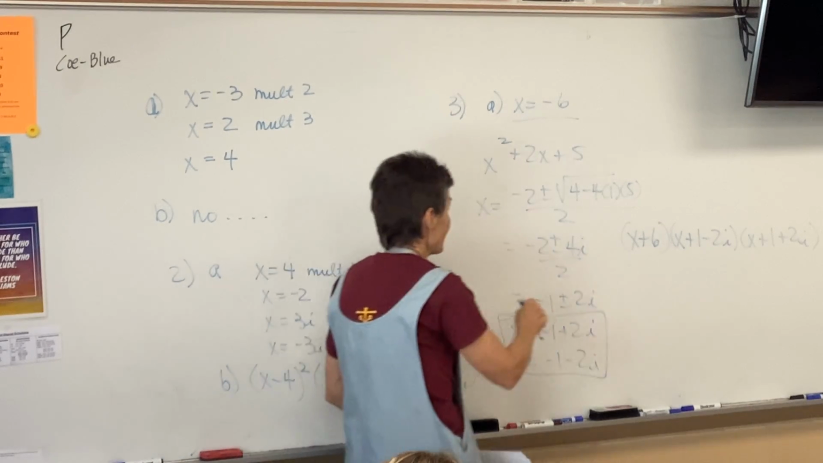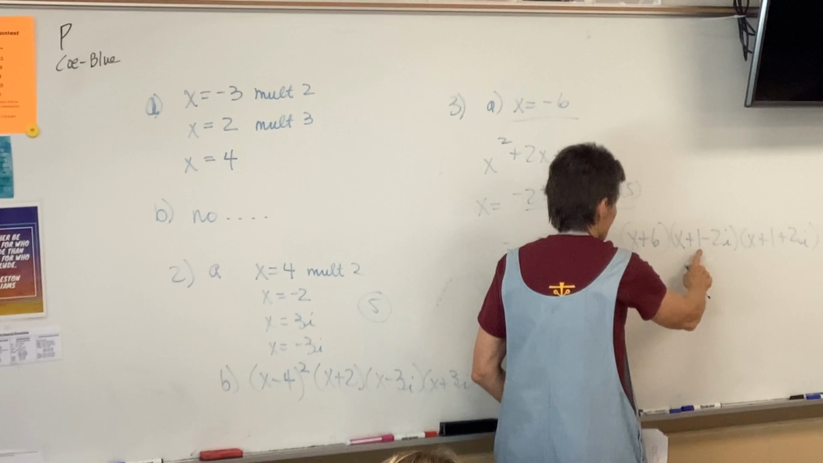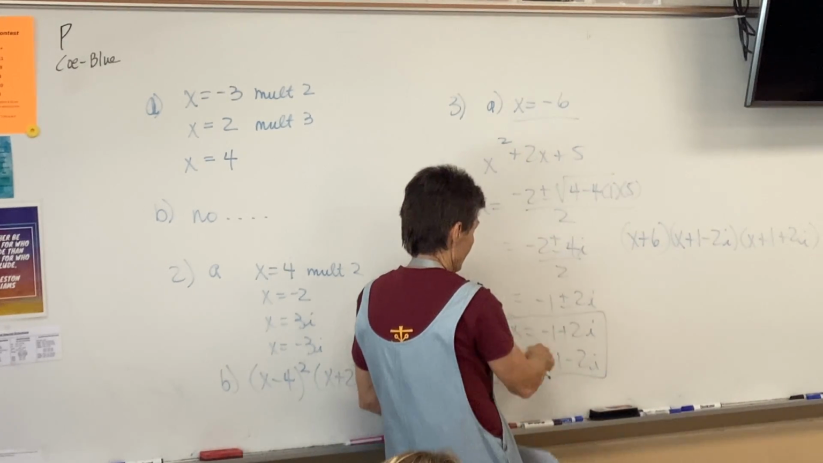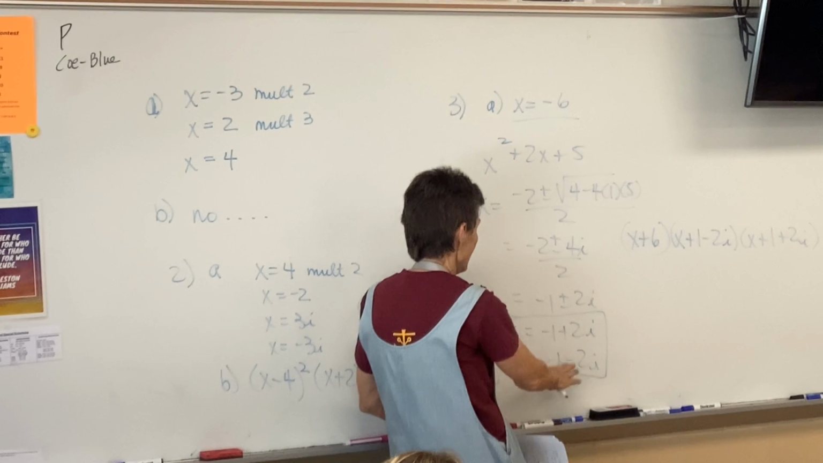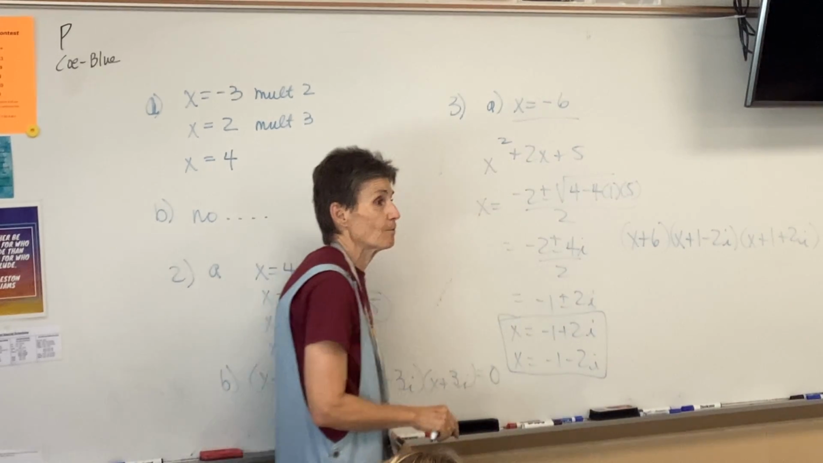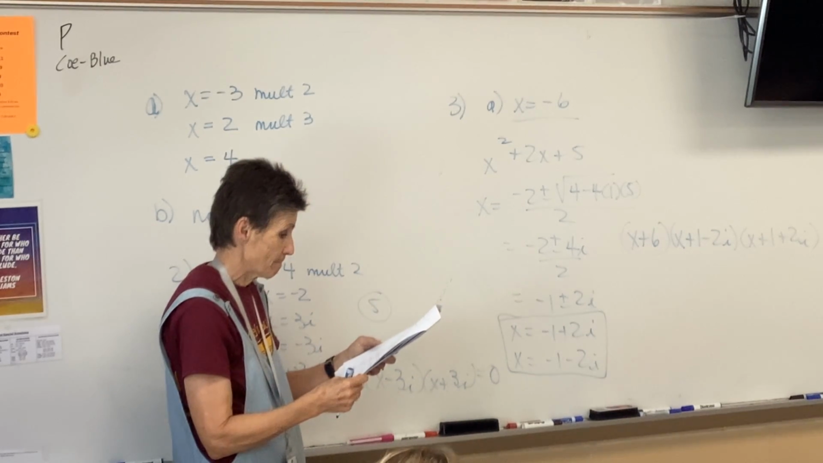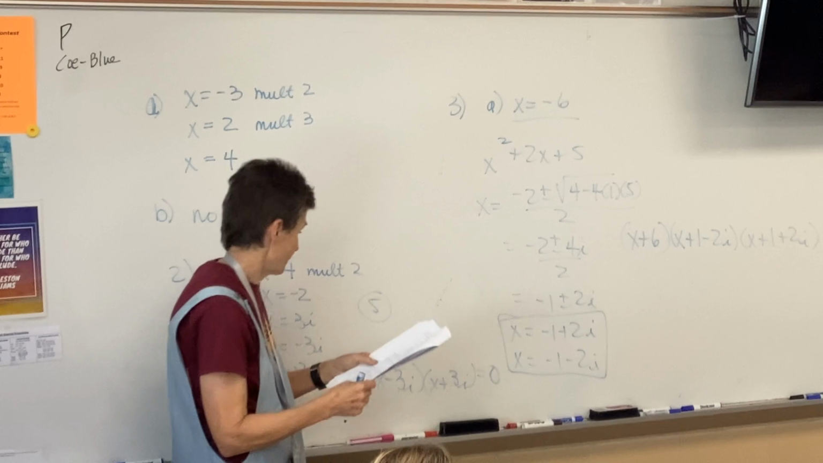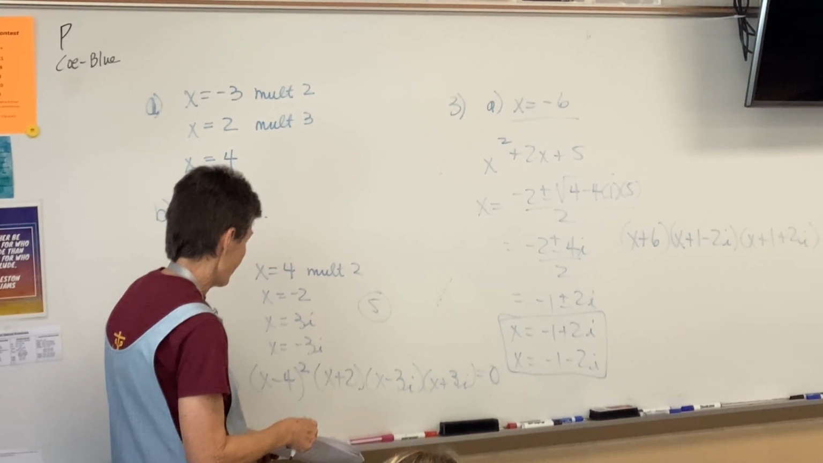And so then my factors were the original x plus 6, and then x, move everything over here, so x plus 1 minus 2i, x plus 1 plus 2i. Those are called the linear factors. For number 2, I had x minus 4 squared, x plus 2, and then I put x plus 3 squared instead of the x minus 3i, x plus 2i.